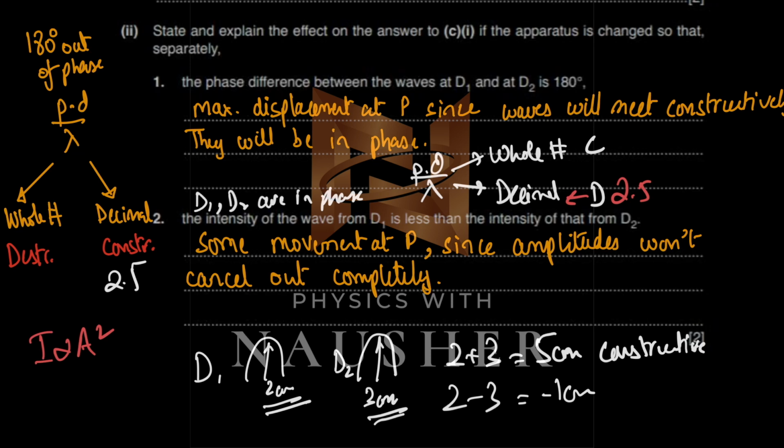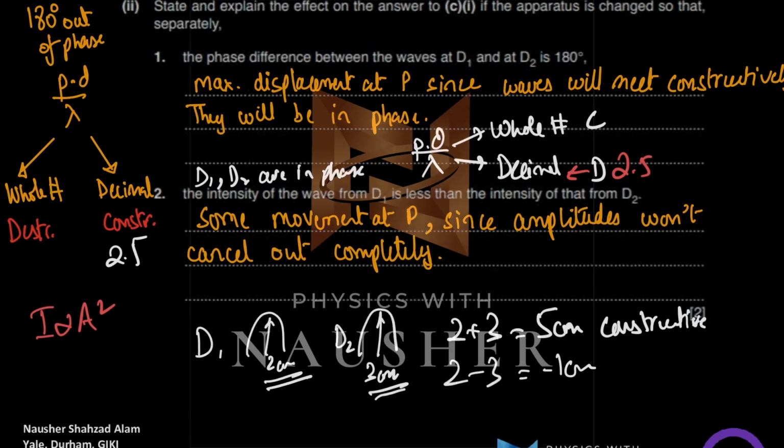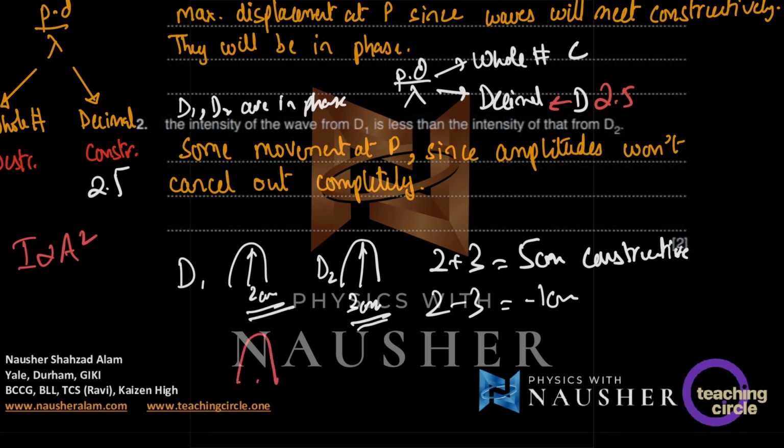Why are we saying that? We're saying that because if D1 and D2 had the same intensity, let's say for example, the same intensity, so D1 has an amplitude of 2 centimeter and D2 also has an amplitude of 2 centimeter. And now they meet at point P destructively. So will you add 2 and 2 or will you subtract? You will subtract. You'll get 0. So when you get 0 centimeter, I'll say there's no movement. But here, because the intensity of D1 and D2 are different, they will still meet destructively, but there will still be some movement at P since amplitudes won't cancel out completely. For them to cancel out completely, the intensity of the two sources must be the same.